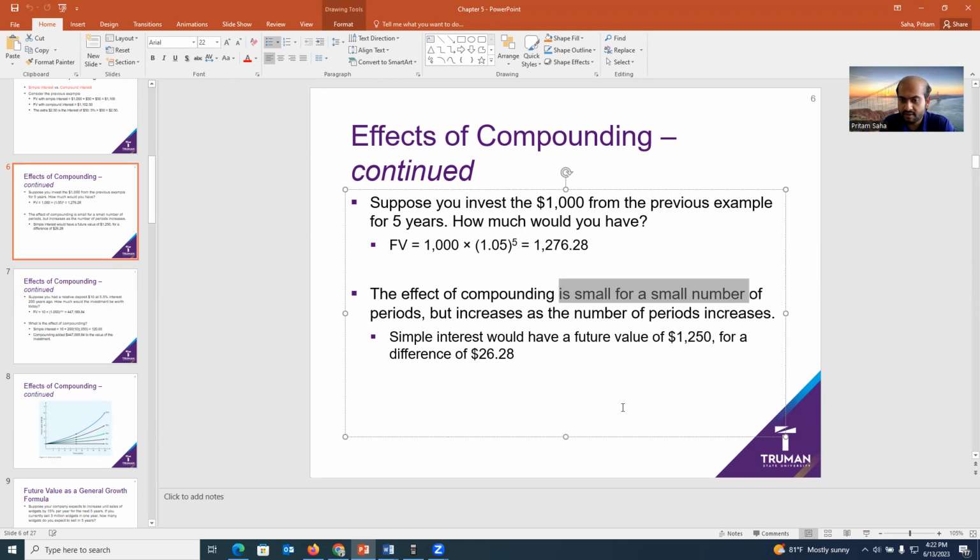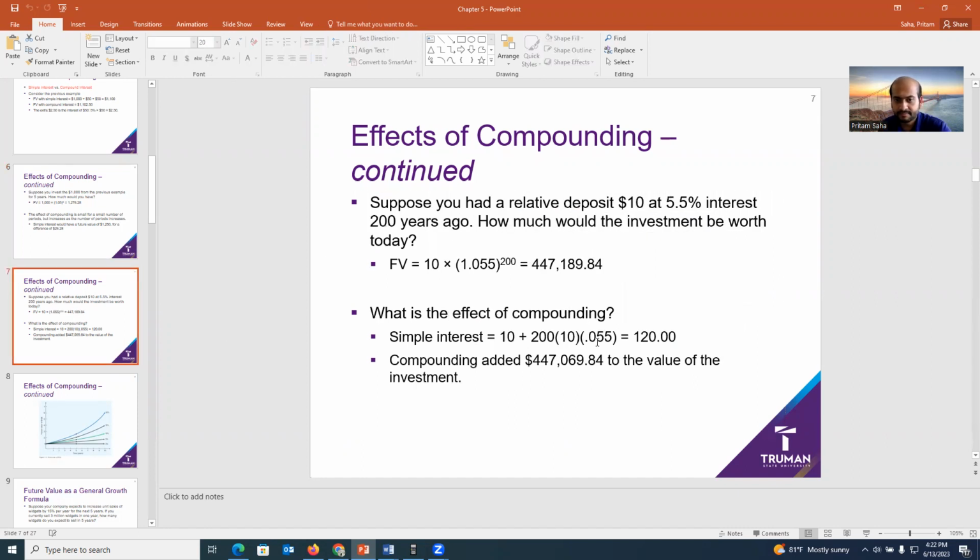Because effect of compounding means how it is different from the simple interest method. If you invest $1,000 for 5 years at a 5% rate, on the simple interest method the value is $1,250. On the compound interest method, the value is $1,276, only $26 more. So the effect of compounding is the difference between the future value on simple interest versus compound interest. So the difference is only $26.